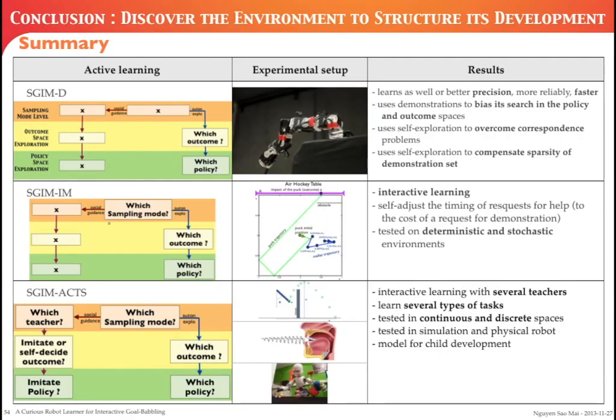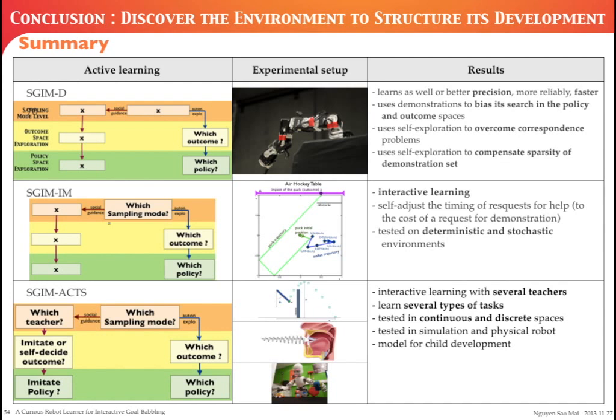three kinds of algorithms to explore different combinations of active learning. So the first algorithm is SGIM-D, which combines both social guidance and autonomous exploration. Its active learning corresponds to the outcomes that it wants to produce, and it also decides which policy it wants to produce. This has been illustrated in the fishing experiment, where we showed that this paradigm can learn as well or better, with better precision, more reliably and faster than the other sampling modes we considered.